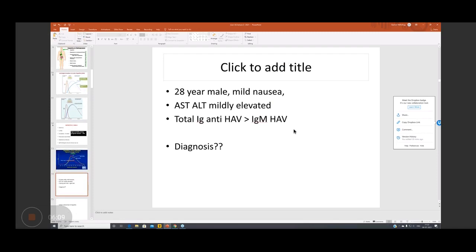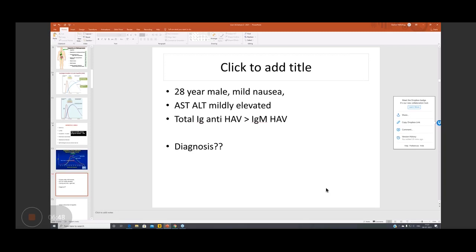This is a 28-year-old male with mild nausea, AST and ALT mildly elevated, total immunoglobulin anti-HAV greater than IgM anti-HAV. What is the diagnosis? Can anyone tell me? Can you type it out quickly in the box? I'm waiting. The total HAV is higher than the IgM. So I can't see any typing. So I think I will have to answer your question because of lack of time.